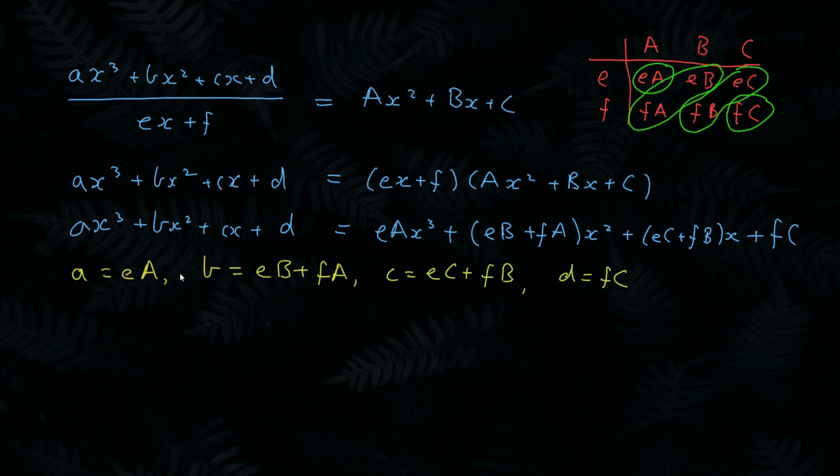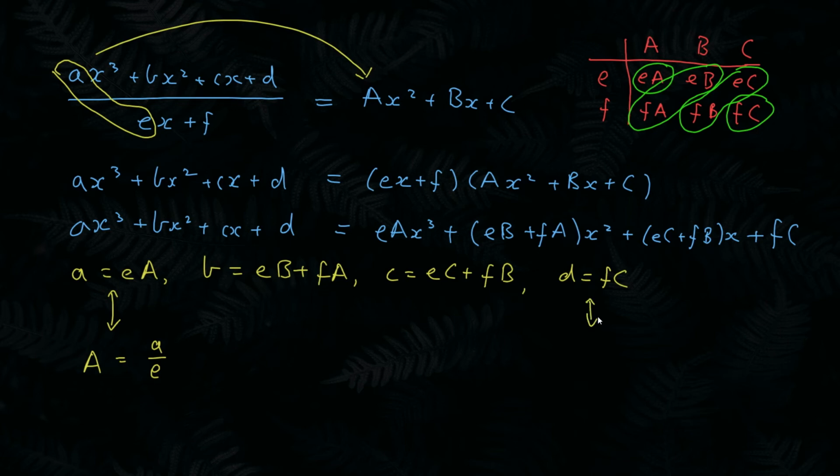So this probably looks a bit intimidating, there's quite a lot going on, but it's honestly not that complicated. So we're trying to find capital A, so let's rearrange this to get capital A by itself, and on the other side we get a over e. So that explains why this quotient equals capital A. In a similar way, we can go over here, rearrange to get capital C by itself, we get d over f on the right hand side, and so that explains why this quotient equals capital C.